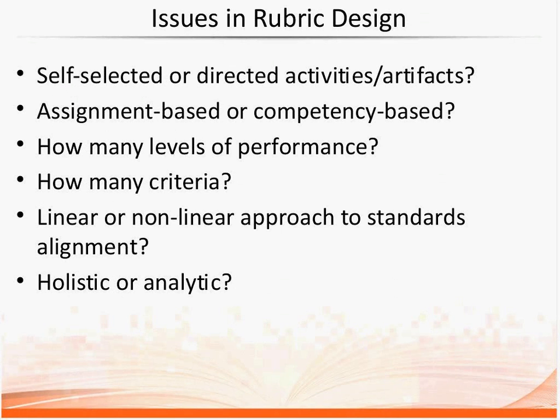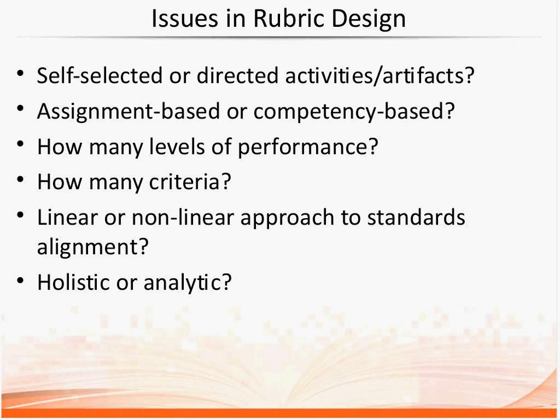We spoke about how many levels of performance should be included in a rubric, and we'll come back to this topic a little bit later. How many criteria to include is a somewhat subjective call, and also dependent on other decisions such as whether the rubric will be assignment-based, competency-based, or a hybrid design. For any given rubric, however, the best answer is that all critical indicators for the competency or competencies to be assessed should be included as separate criteria.